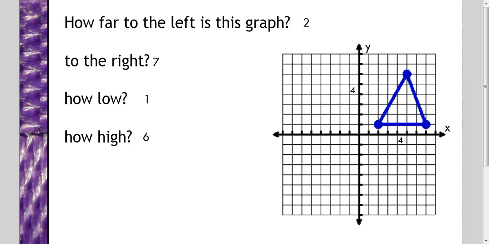And so in a lot of ways, what we're basically doing is putting this in a box. We're saying, how far to the right, how far to the left, how high, how low does that go?